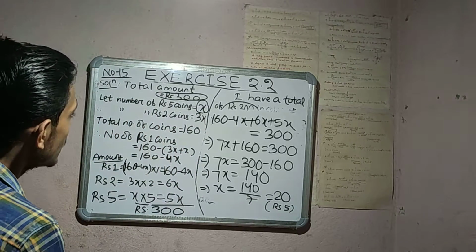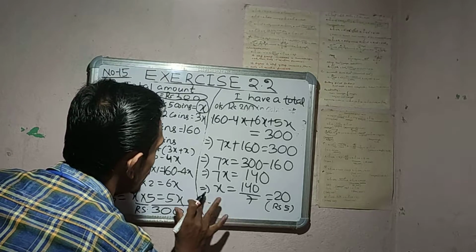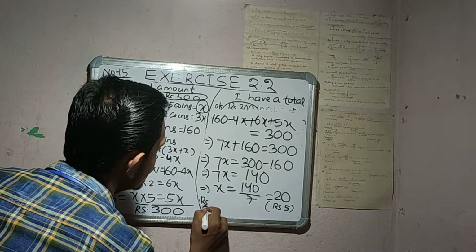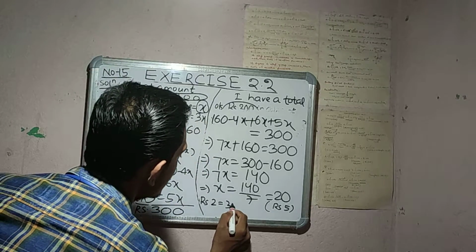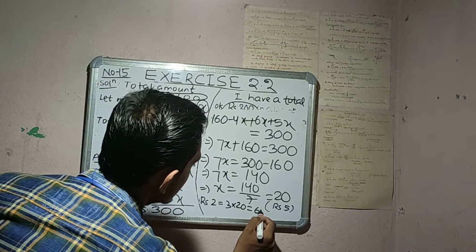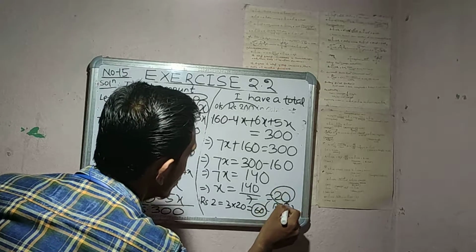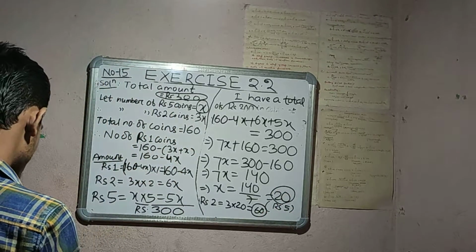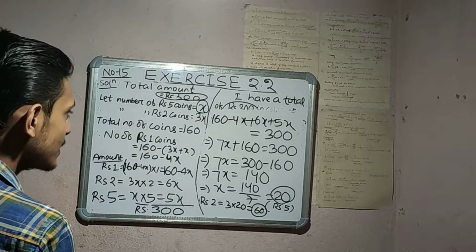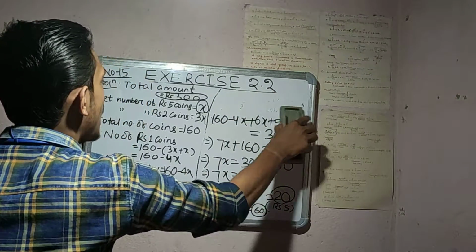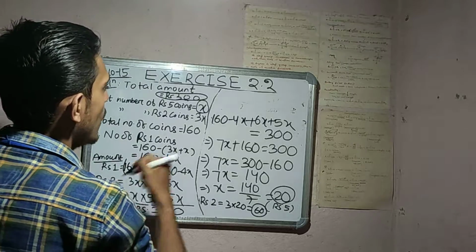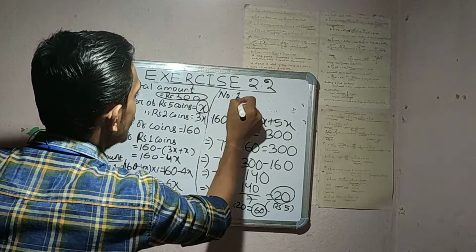But we have to find each denomination. So what is the number of rupee 2 coins? It is 3x, that is 3 multiplied with 20, that is 60. This is 20, this is 60, and the rupee 1 coins are the remaining. The remaining coins are of 1 rupee. How can you find this?